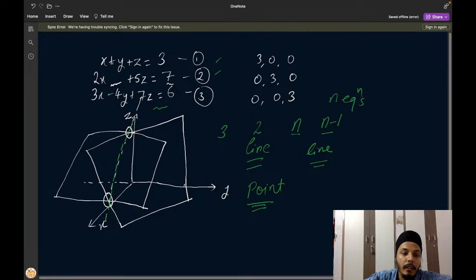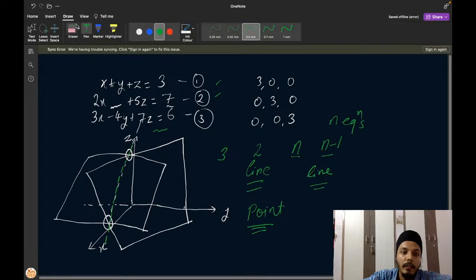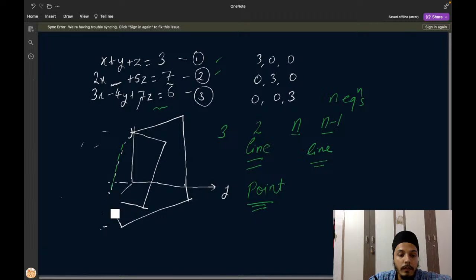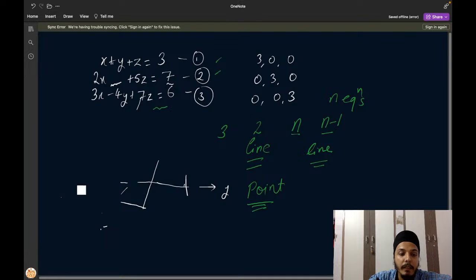Now let us see how we see our column picture. So let me remove this. We will take this same example for Gaussian elimination also.